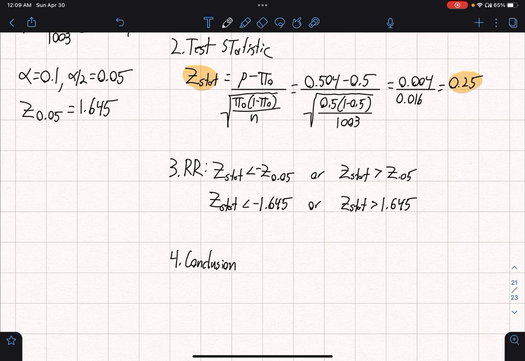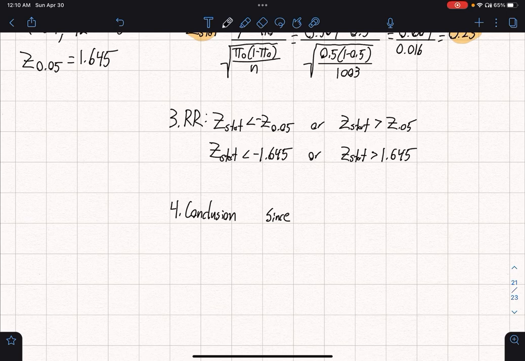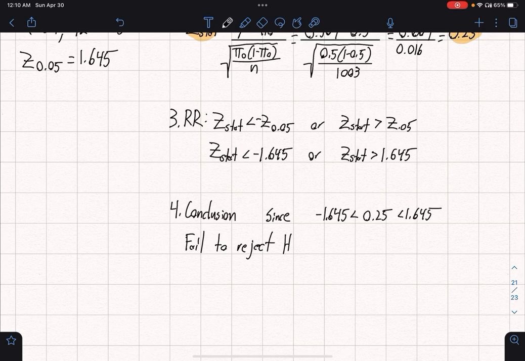So, actually, I'll write this a little differently. I'll say because z-stat, since it's not in either of these regions, in fact, it's in between. So because negative 1.645 is less than 0.25 is less than 1.645, right? It's not in either rejection region. Therefore, we fail to reject H naught.